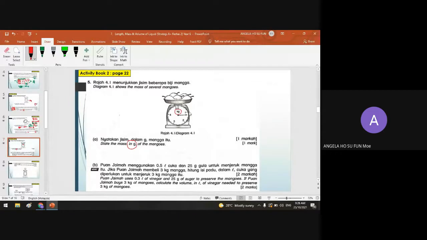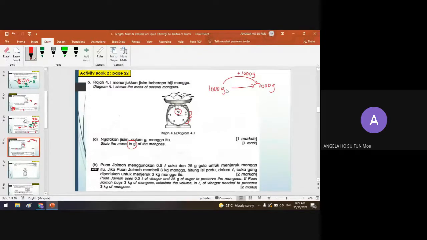If you are coming from 1, you see how teacher moves: 1 time, 2 times, 3 times, and 4 times. That means from 1 kilogram to 2 kilograms, you divide into 4 parts. If you convert from kilogram to gram, it is 1,000 to 2,000. You have to jump 1,000, correct or not?